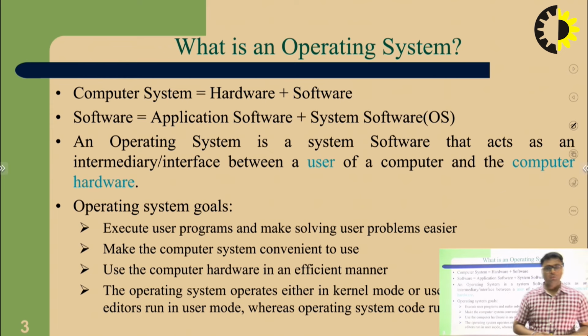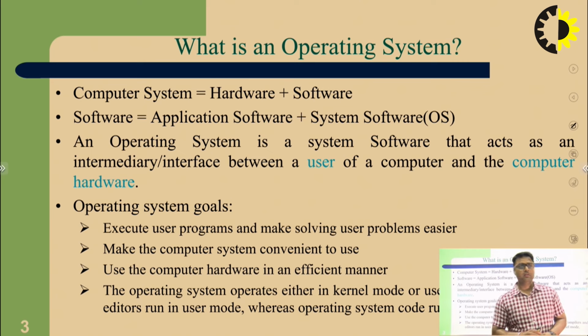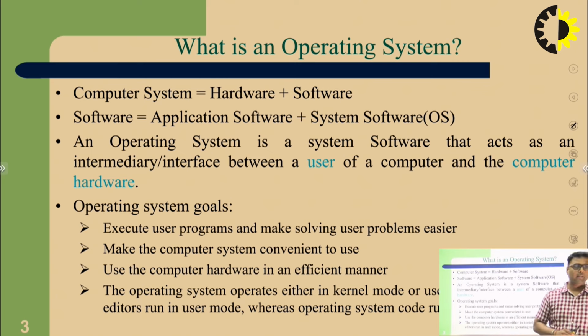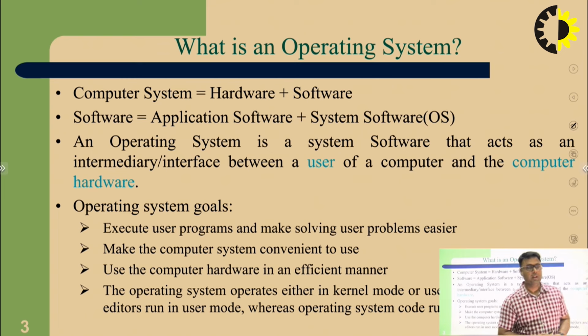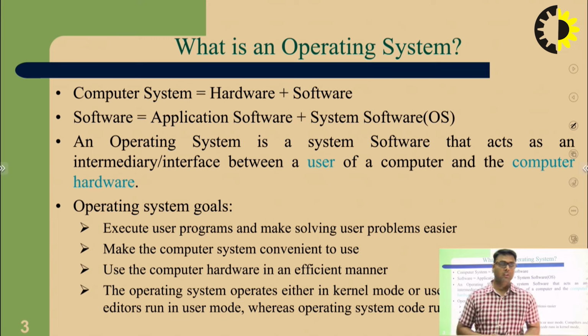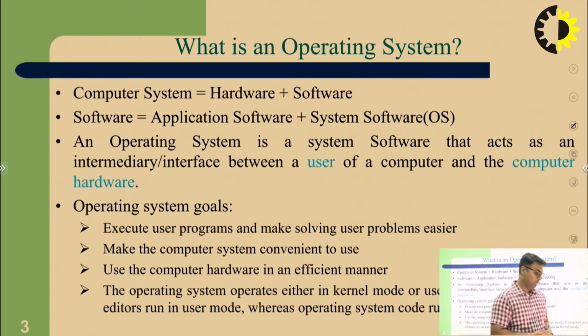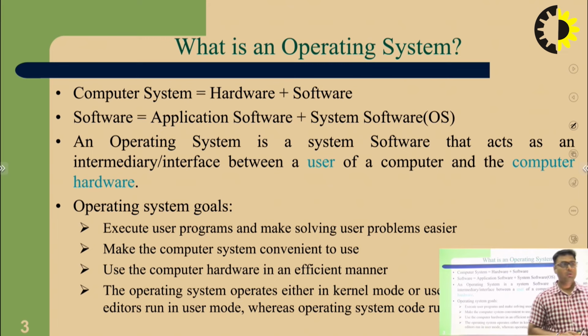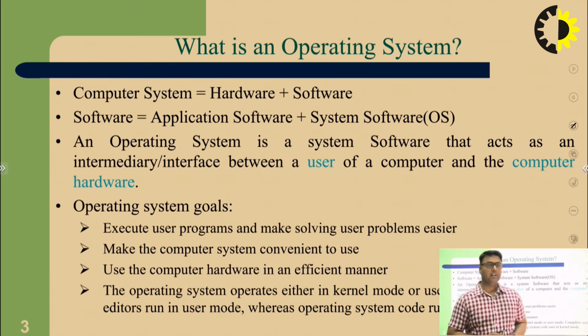Basically, the main goals of a computer system are to communicate easily in the entire computer system, to execute any programs easily, and to access resources easily through the computer system. Here I have mentioned some points, and I will explain them one by one. Execute user programs and make solving user problems easy.